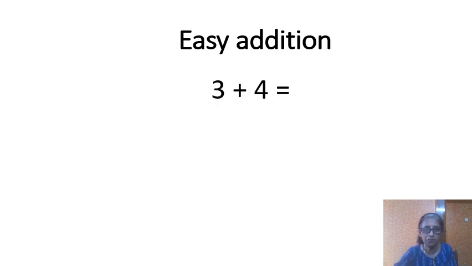The first question is 3 plus 4. Looking at the numbers, you yourself can tell me the answer. It is 7. And remember, if there are no signs in front of a number, then they are positive. So here 3, 4 and 7 are positive integers.